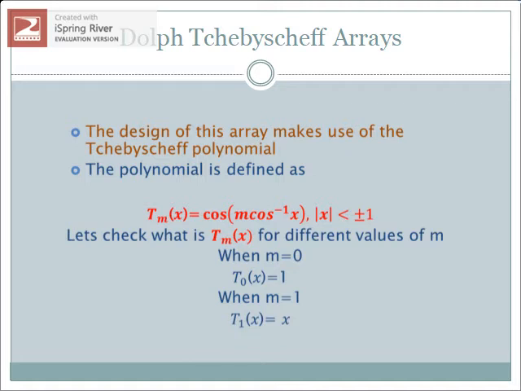Next we move on to Dolph-Tchebyscheff array. The design of this array makes use of Tchebyscheff polynomial. That's why we call it a Tchebyscheff array, and the polynomial is defined as Tm of x is equal to cos m cos inverse x, where mod x is less than plus or minus 1. Let's check what is Tm of x for different values of m. Let m is equal to 0. We know that T0 of x is equal to cos 0, that is equal to 1. Then if m is equal to 1, T1 of x is equal to cos 1 cos inverse x, that is x itself.